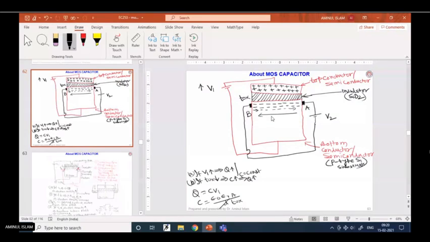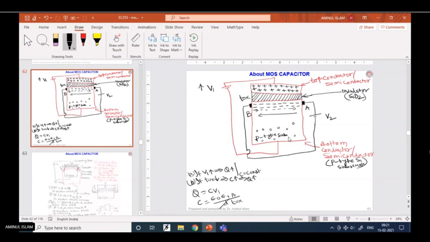Suppose you don't have V1, then there are no electrons, so no current will be there. Because the bottom plate I have taken as p-type silicon, or let me say substrate. P-type means few holes will be there, lightly doped I am telling. So these holes will be there all around. There are no electrons.